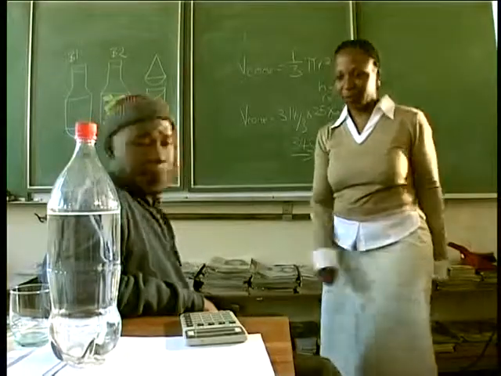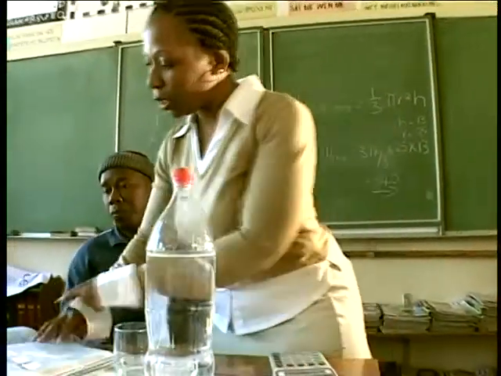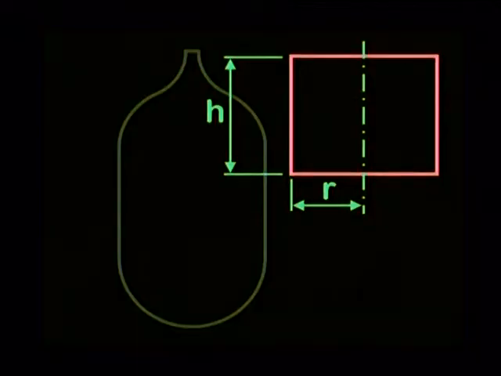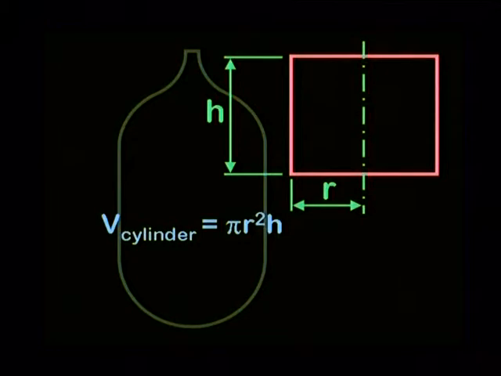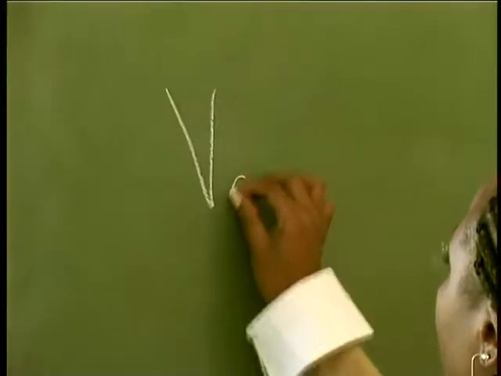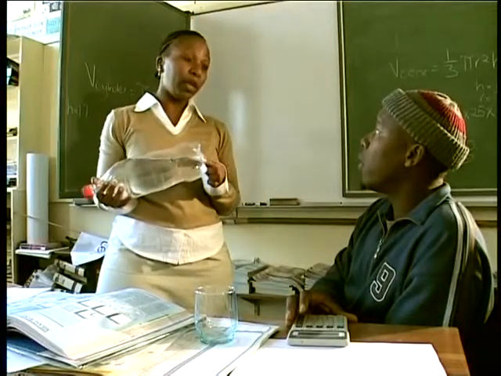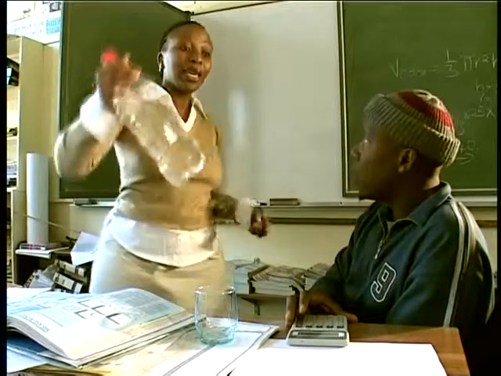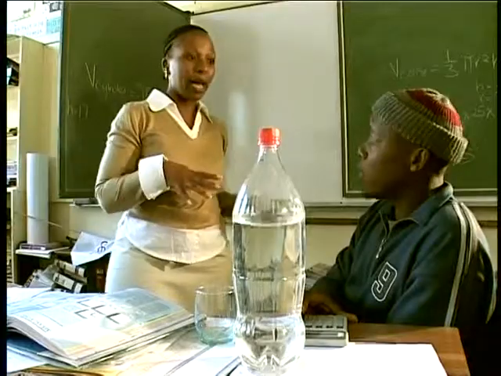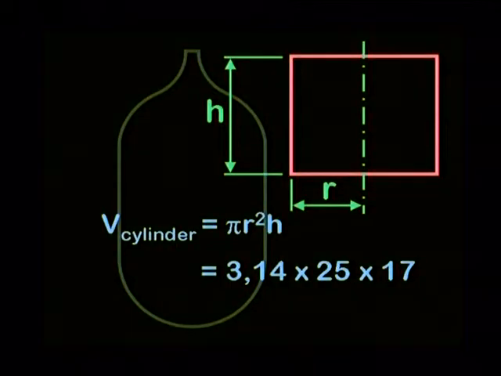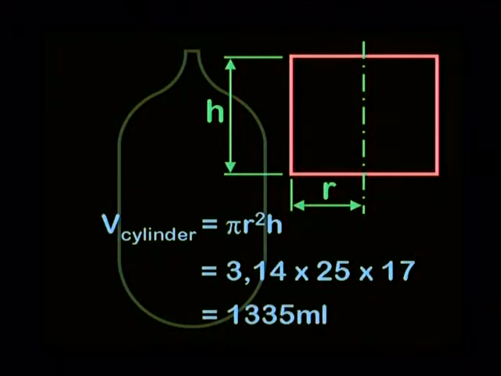Now for the cylinder. Okay, let's look at the formula. Right, okay. So the volume of a cylinder is equal to pi r squared h. We need the height of the cylinder. It's 17 centimeters. Take the radius, which we know already is 5 centimeters. We square that again and multiply by pi and by the height. 3.14 multiplied by 25 multiplied by 17 is equal to 1,334.50.